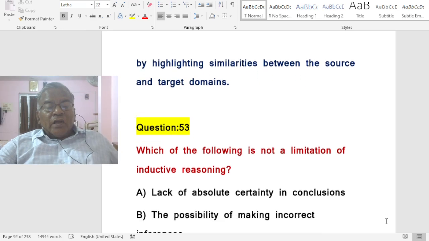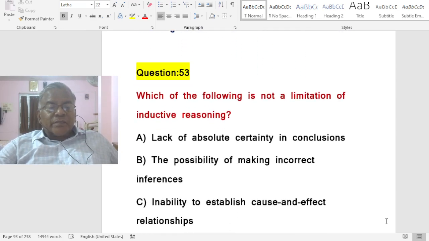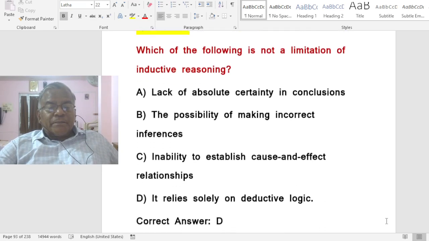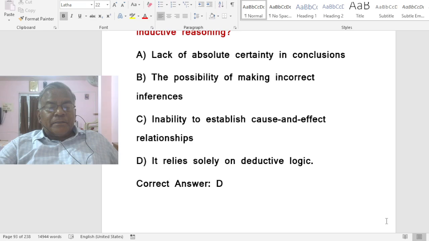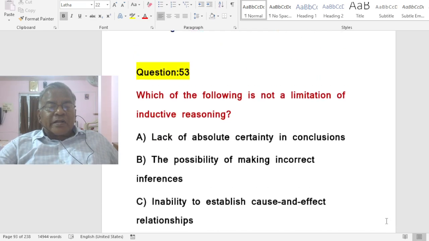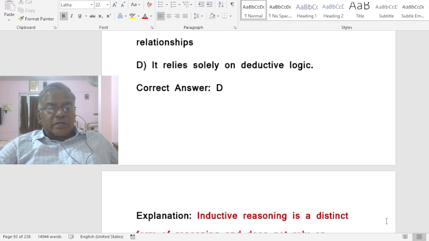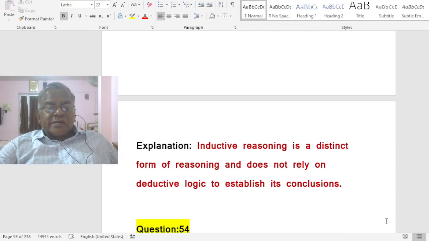Which of the following is not a limitation of inductive reasoning? That is, it relies solely on deductive logic. Inductive reasoning is a distinct form of reasoning, and does not rely on deductive logic to establish its conclusions.